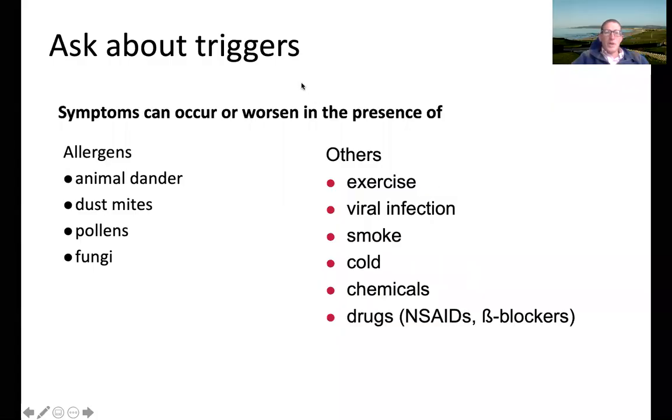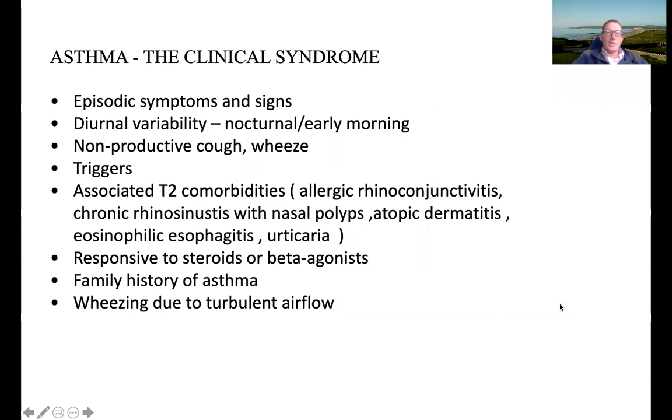When you're taking a history, you should also ask about trigger factors. Remember, I was talking about the seed in the soil. And symptoms can worsen in the presence of allergens, which I've listed there. But if you don't ask about them, you won't find out. And there are other trigger factors which I've also listed. The clinical syndrome of asthma is episodic. That's the nature of the beast. You can be okay one minute, and the next minute you can be short of breath, coughing and wheezing on exposure to a trigger factor.